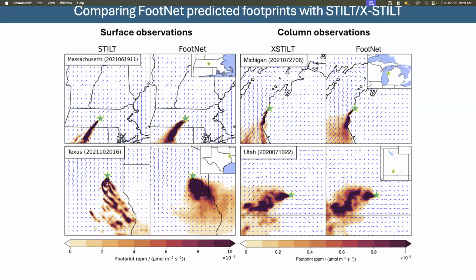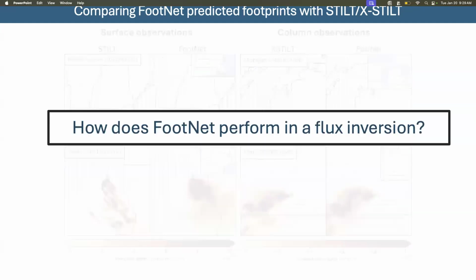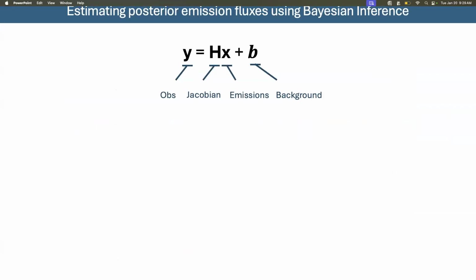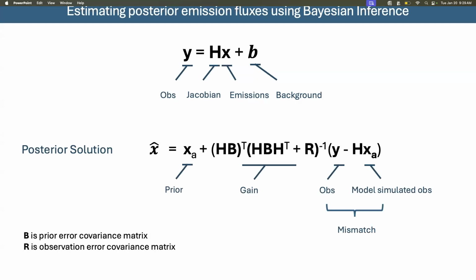But this was not our final goal, to just compute the footprints. Our final goal is to see how these footprints computed by FootNet perform in a flux inversion. So for that, going back to this equation, I just used Bayesian inference to get this closed form solution for the posterior estimate of the emission fluxes.